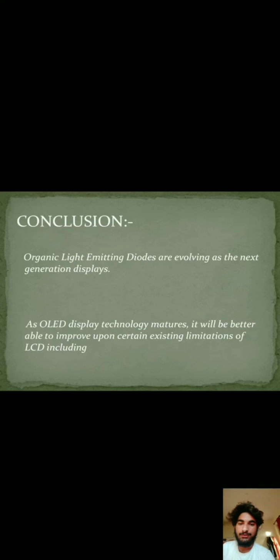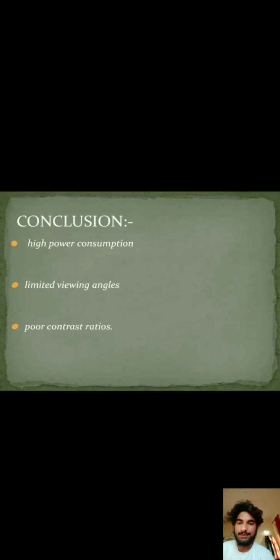Now we have the conclusion. Organic light emitting diodes are evolving as the next generation displays. As OLED display technology matures, it will be better able to improve upon certain existing limitations of LCD, including high power consumption, limited viewing angles, and poor contrast ratios.